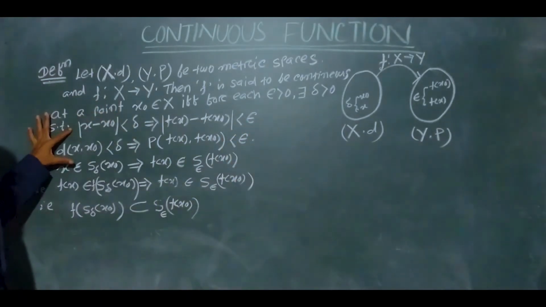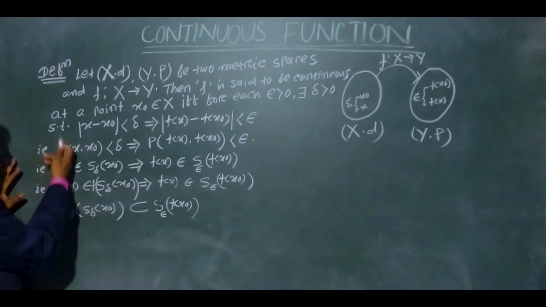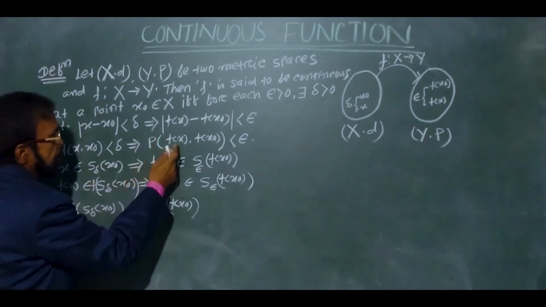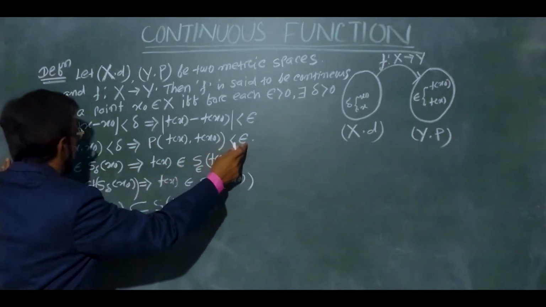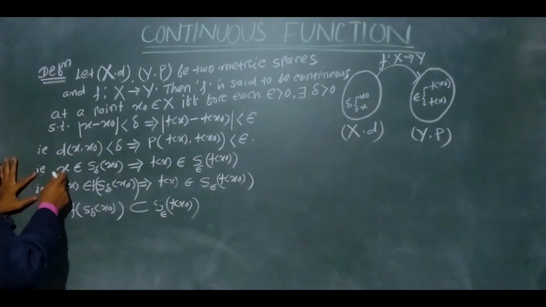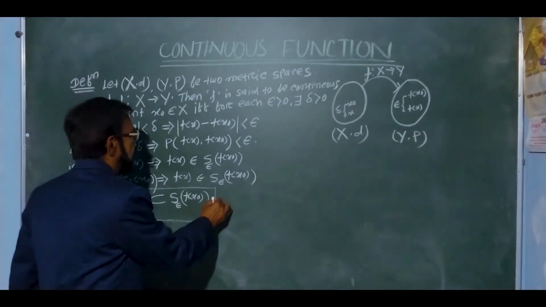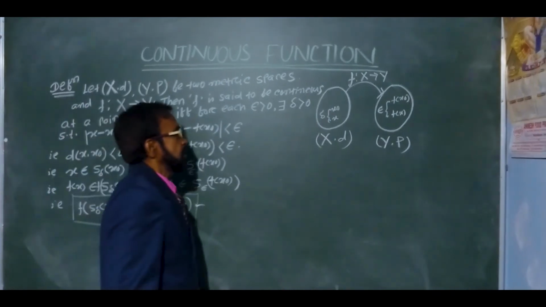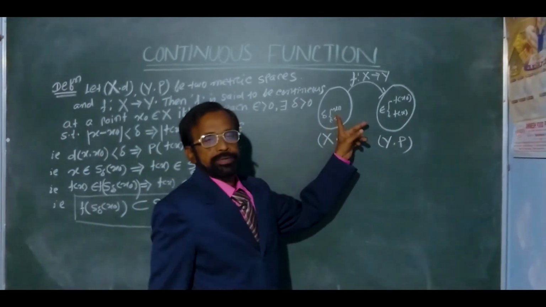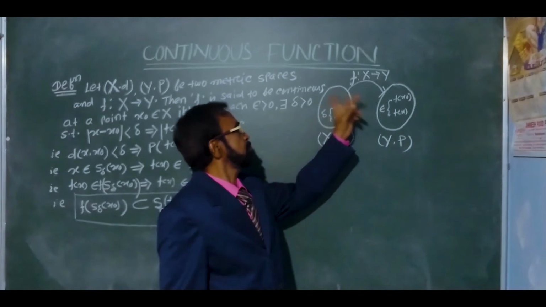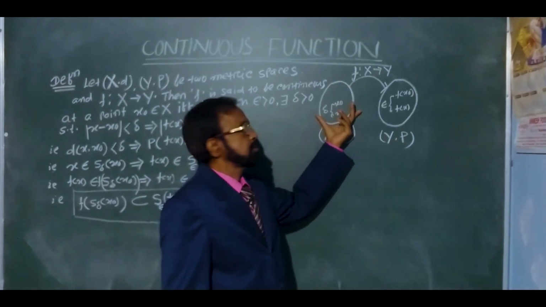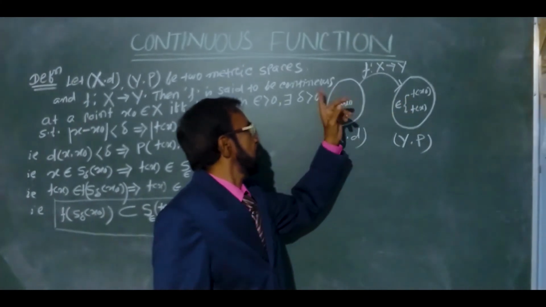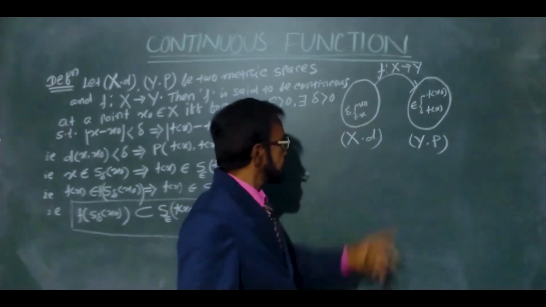In the distance form, we write it as d(x, x0) less than delta implies rho(f(x), f(x0)) less than epsilon. This is the condition of the continuous function. A function is said to be continuous at a given point. When we say that a function is continuous on the whole space, a function is said to be continuous on X if f is continuous at each of the points.